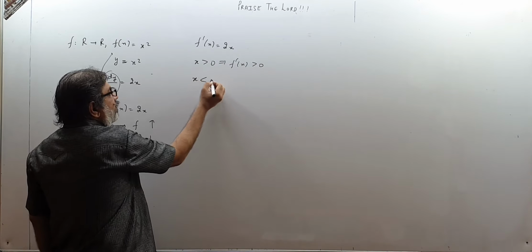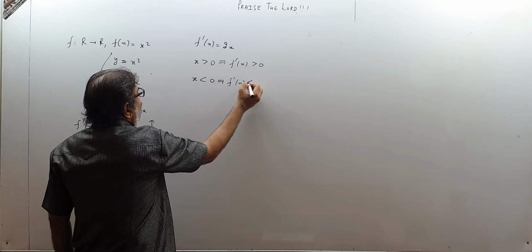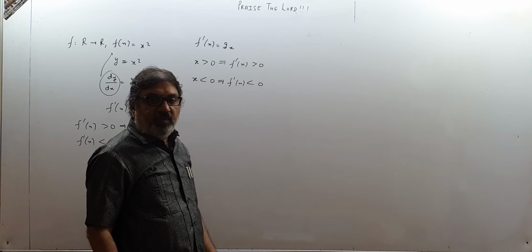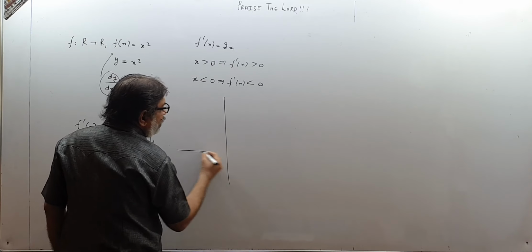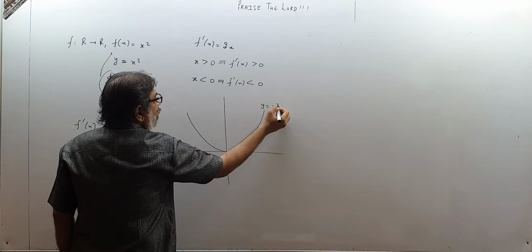And if x is less than 0, then 2x will be negative. So f dash x will be less than 0. That means for all negative numbers, my function will be decreasing. Let us draw the graph of f(x) equal to x square. The graph comes out like this, children. Yes or no? This is the graph of y equal to x square.